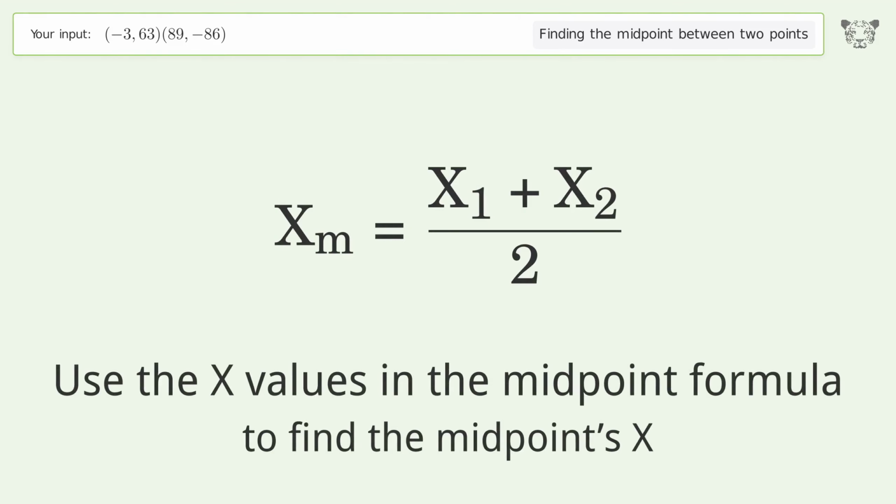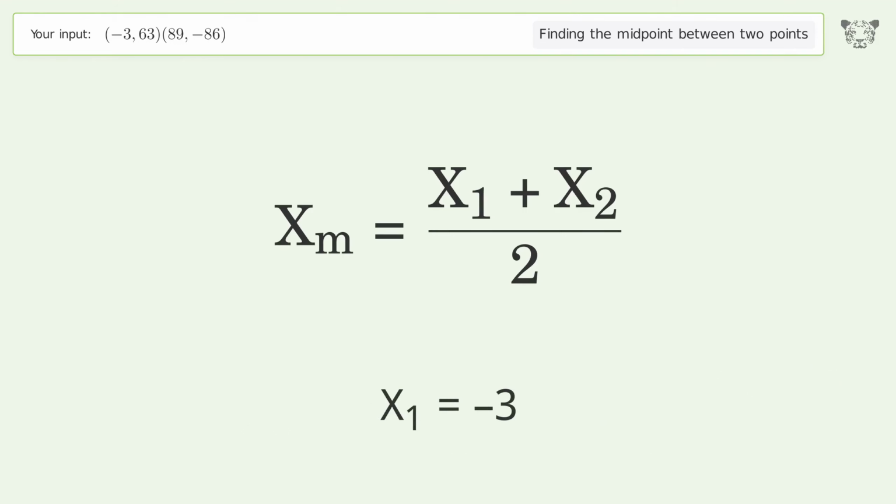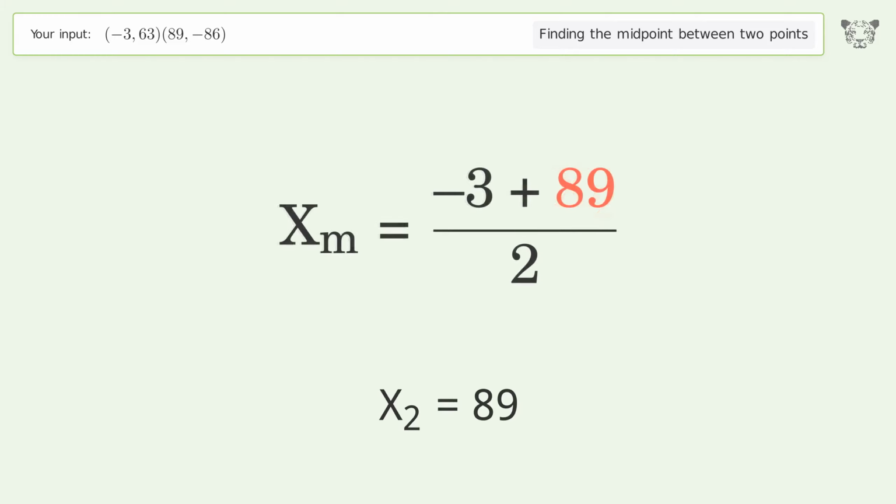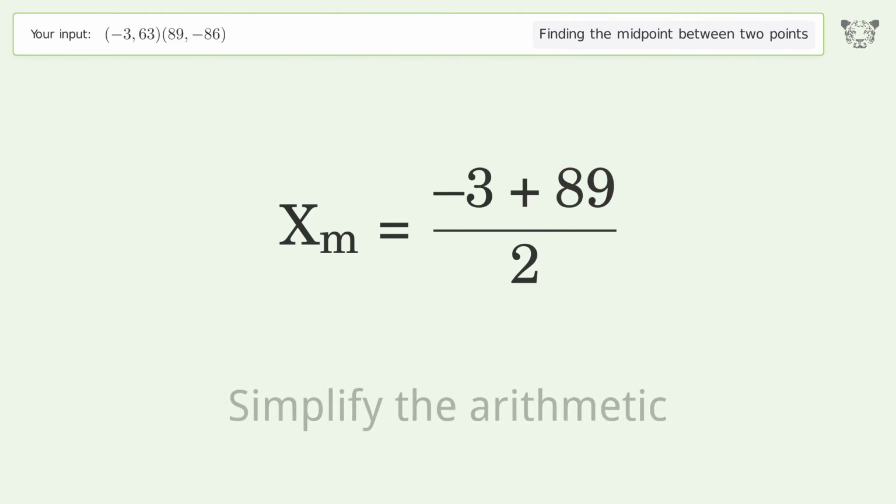Use the x values in the midpoint formula to find the midpoint's x. x1 equals negative 3. x2 equals 89. Simplify the arithmetic.